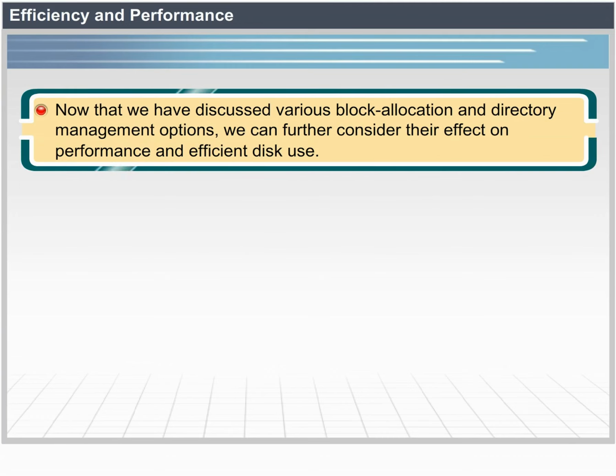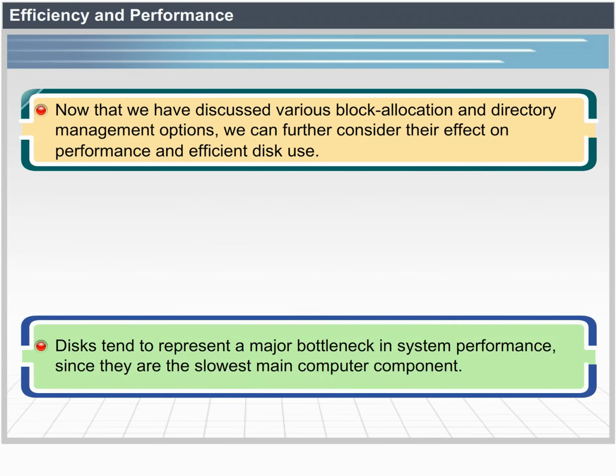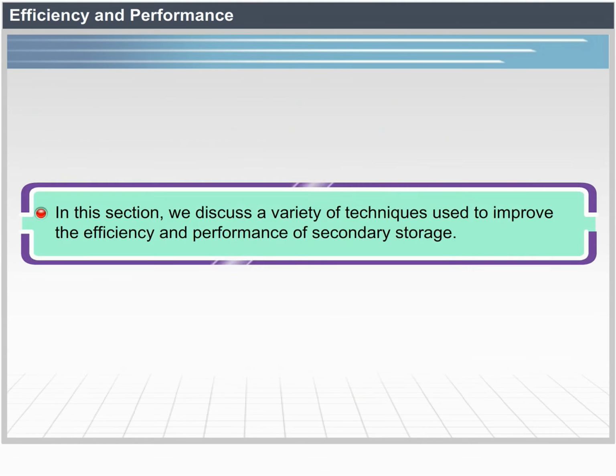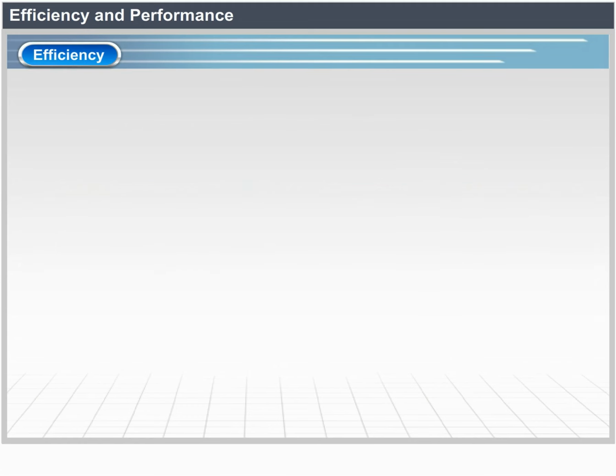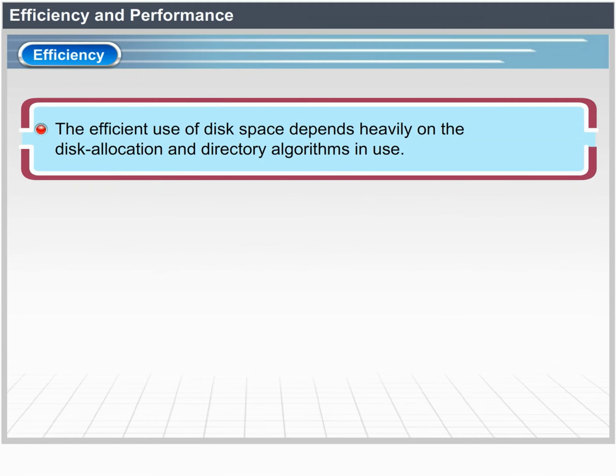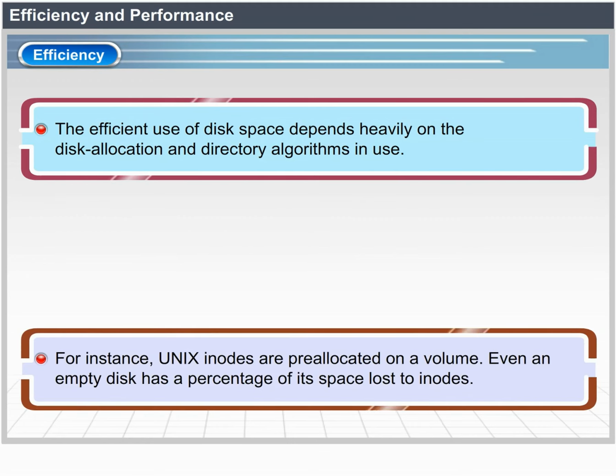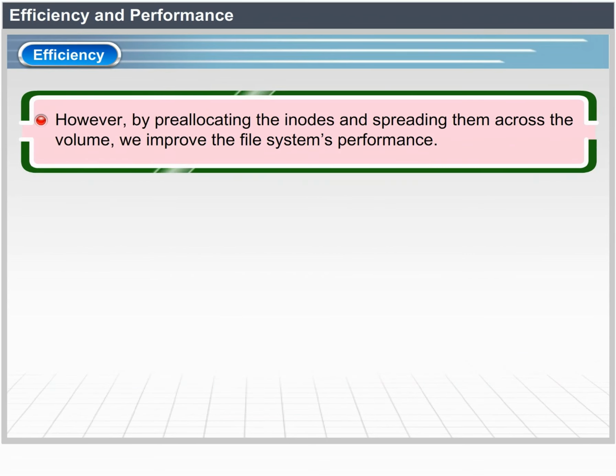Disks tend to represent a major bottleneck in system performance since they are the slowest main computer component. In this section, we discuss a variety of techniques used to improve the efficiency and performance of secondary storage. Efficiency. The efficient use of disk space depends heavily on the disk allocation and directory algorithms in use. For instance, Unix inodes are pre-allocated on a volume. Even an empty disk has a percentage of its space lost to inodes. However, by pre-allocating the inodes and spreading them across the volume, we improve the file system's performance.